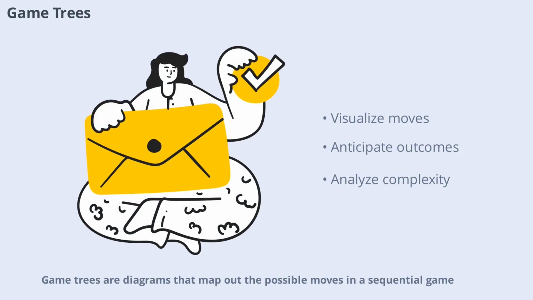Game trees are diagrams that map out the possible moves in a sequential game. Each branch represents a decision, and the tree shows all possible outcomes. Game trees help players visualize strategies and anticipate the consequences of each choice, making complex games easier to analyze.